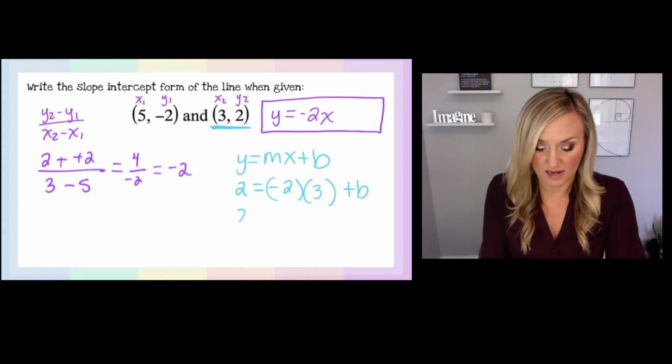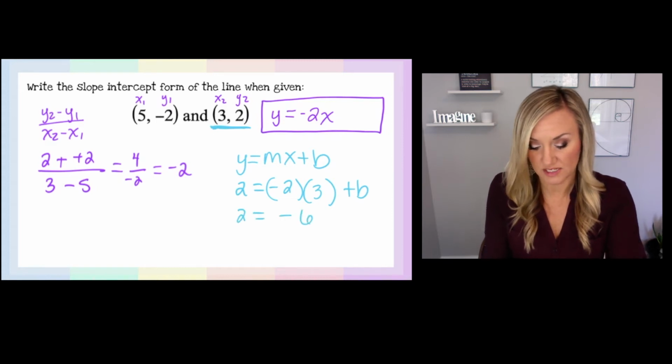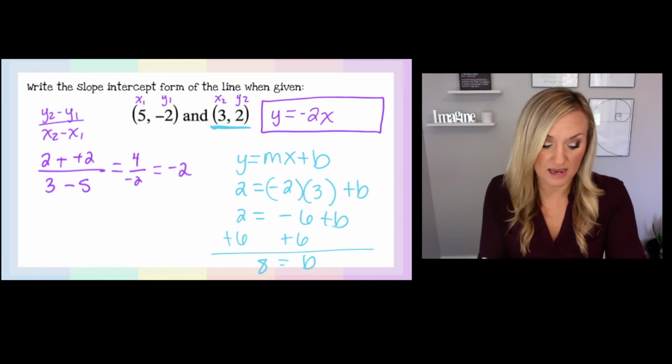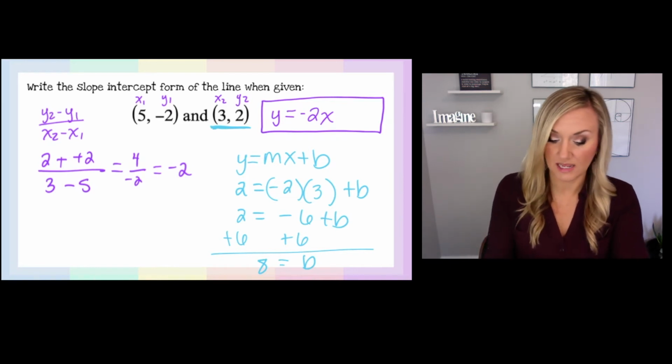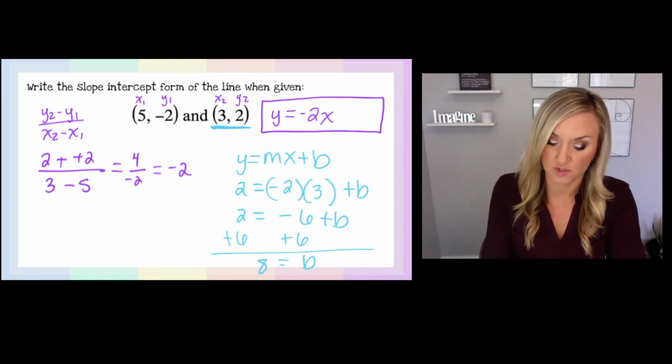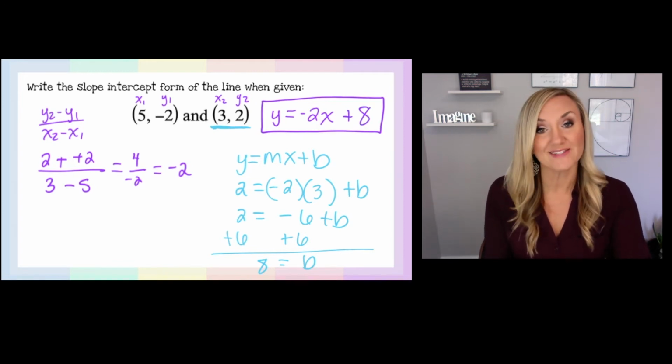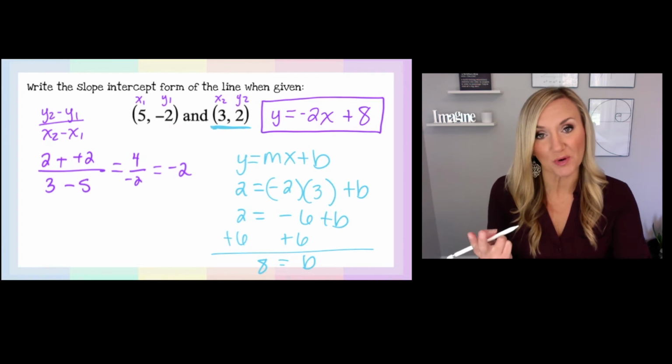So now I have 2 equals -6 plus b, and I'm going to add 6 to the other side. So my b, my y-intercept, is 8. So now my final answer is the equation y equals -2x plus 8. And that is the equation of the line that goes through those 2 points.